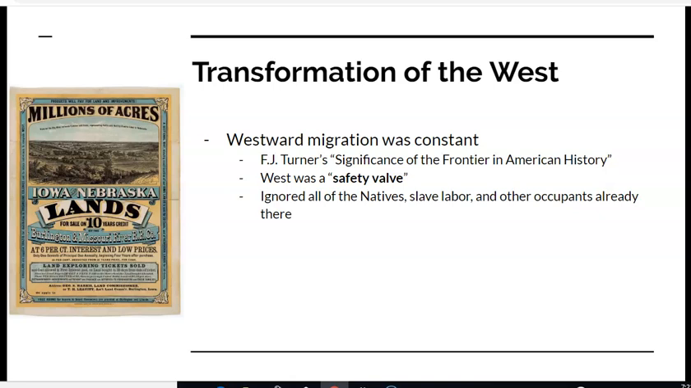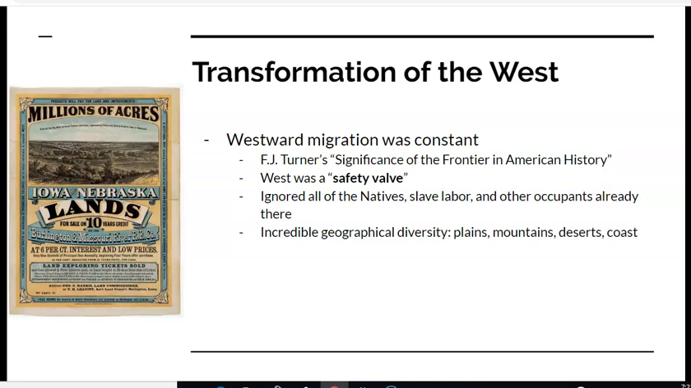However, Turner, it should be noted, ignored the fact that you had thousands of natives who lived out in the West. You had slaves who had been forced to move out west before the Civil War. And you had other people who lived out west already. So it's not like the Americans were moving west into some uninhabited paradise. Well, anyway, people moved west.